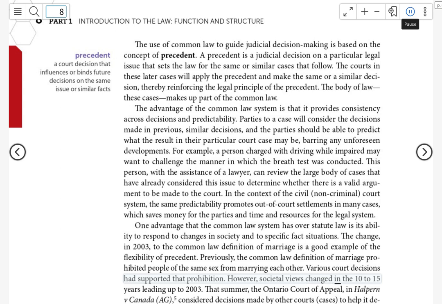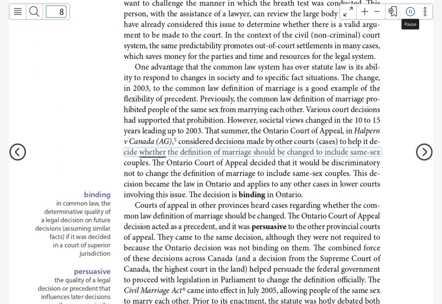However, societal views changed in the 10 to 15 years leading up to 2003. That summer, the Ontario Court of Appeal, in Halpern v. Canada (AG), considered decisions made by other courts' cases to help it decide whether the definition of marriage should be changed to include same-sex couples. The Ontario Court of Appeal decided that it would be discriminatory not to change the definition of marriage to include same-sex couples. This decision became the law in Ontario and applies to any other cases in lower courts involving this issue. The decision is binding in Ontario.